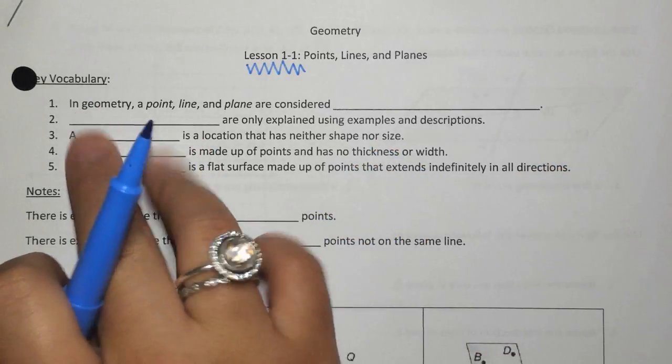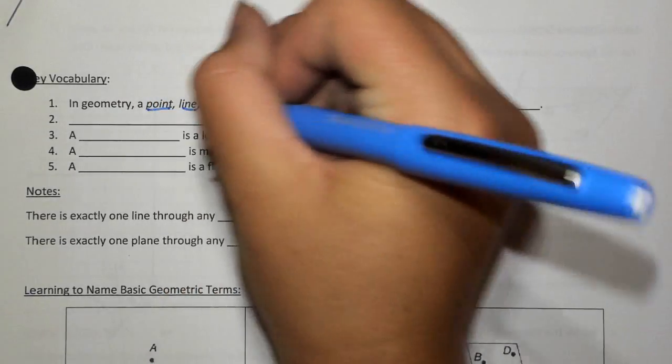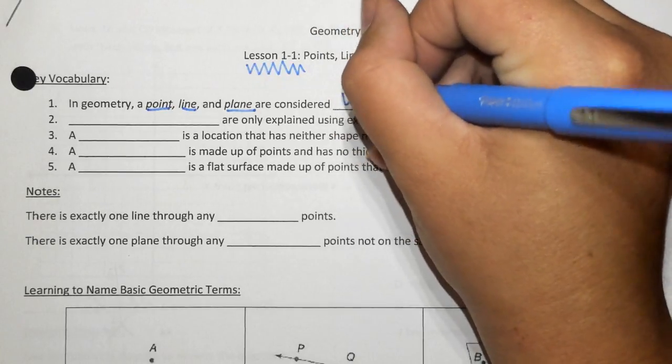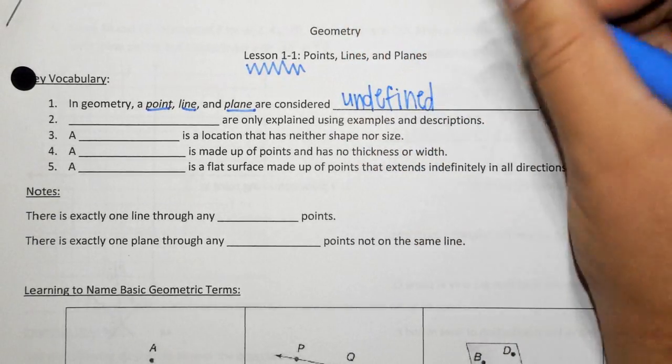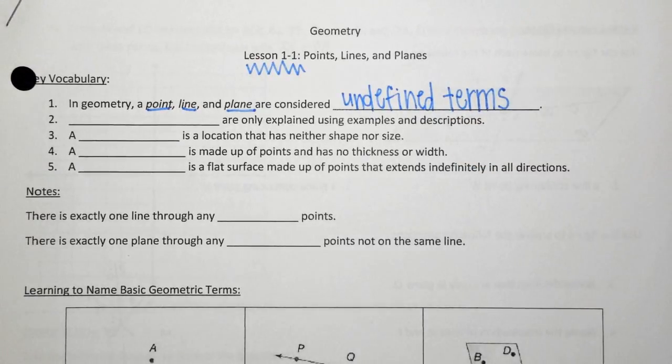Alright, number 1. In geometry, a point, line, and plane are considered to be undefined terms. Write this down. Y'all stay with me. Undefined terms. What that means is you just can't touch it. You can't just go pick it up.